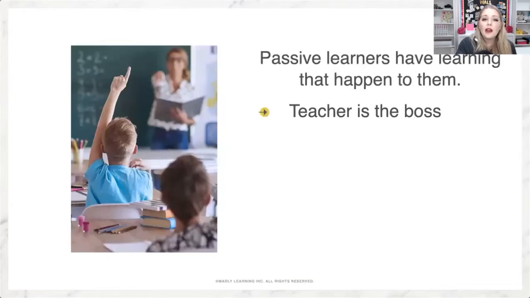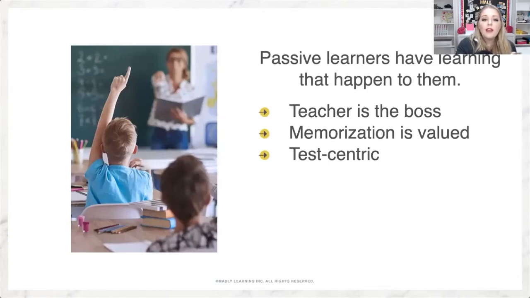Passive learning happens where the teacher is the boss in the classroom, where memorization is valued by the teacher and the students. Students that can memorize things well do well. The classroom itself is test-centric, where we always end the learning with a test, and that's not necessarily always what needs to happen. And then we have lecture style, where we are presenting information to them, talking at them and saying, hey, this is what you need to learn and this is what we need to do.